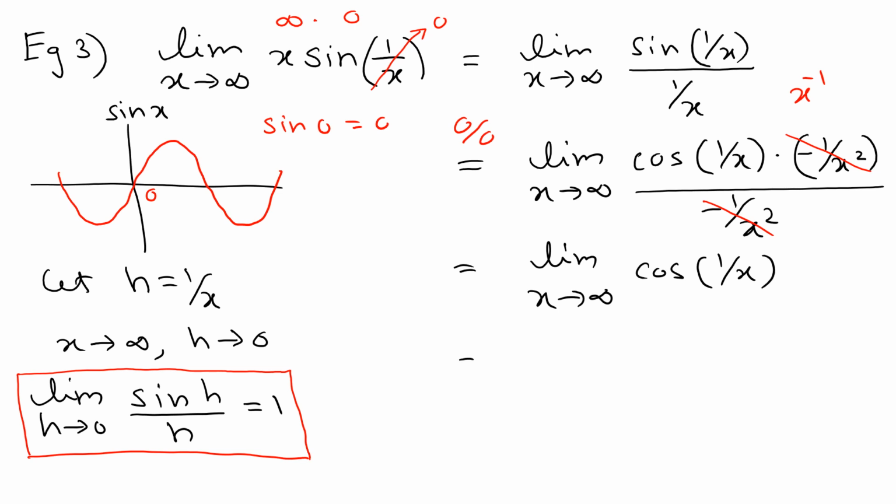Now you can see when x goes to infinity, 1 over x goes to 0. From the cosine graph, we know this result. We know that cosine 0 equals... actually, not cosine 0 is 0, cosine 0 is 1. So cosine 0 is 1 from the cosine graph, and because of that, the answer is 1 for this problem. So you get 1 for this one.